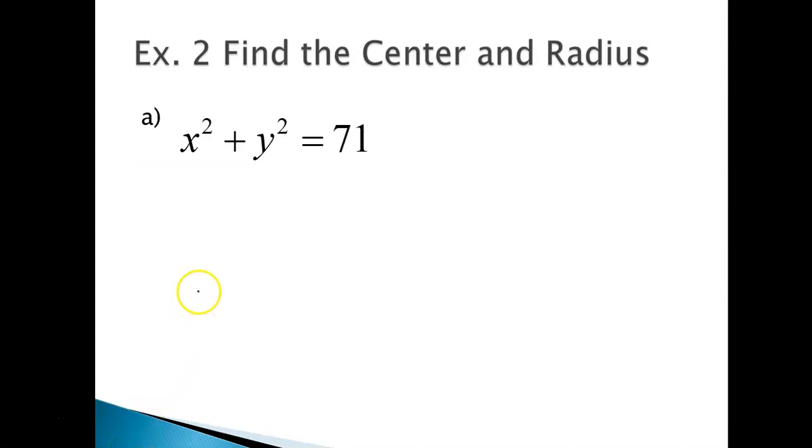Now we're going back the other way. We're given the equation and we need to find the center and the radius. Because this just says x squared and y squared, with no minus h and minus k, I know that the center is at 0, 0. Since this is equal to the radius squared, I'm going to have to undo the squared, so the radius is going to be the square root of 71. If this were a perfect square, I'd probably just write the radius as that number, but since it's not a perfect square, I'm going to leave it as the square root of 71.